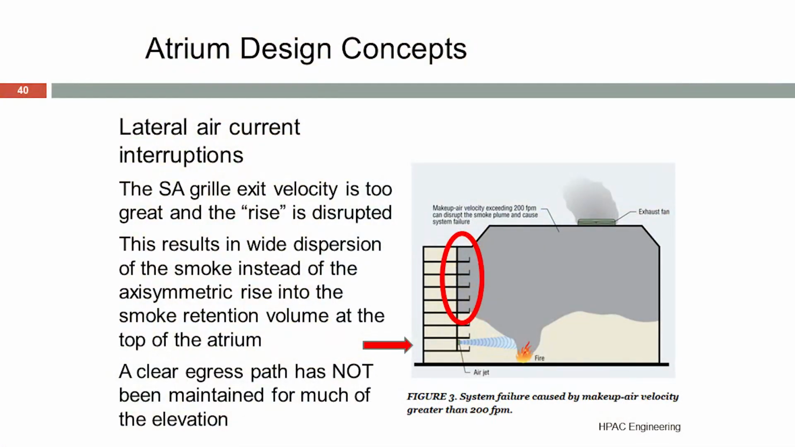In this case, the fan or grill intake velocity is too great, and the clean air is pulled up through the smoke. Results in an overload of the retention volume, and a clear egress path is not maintained in this example.